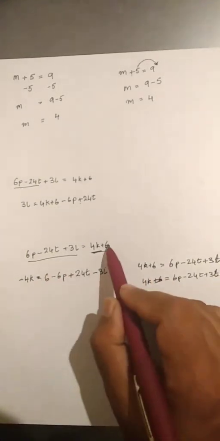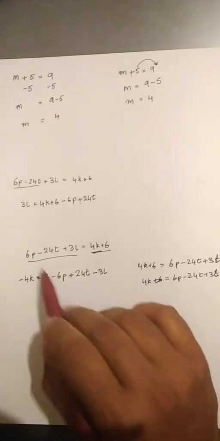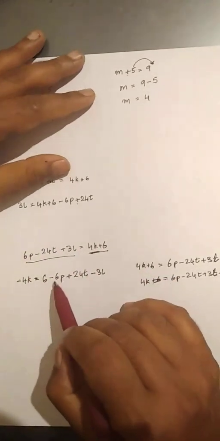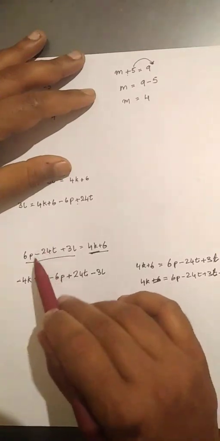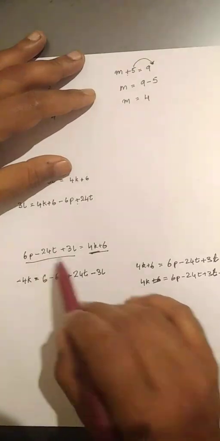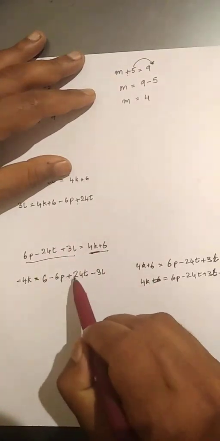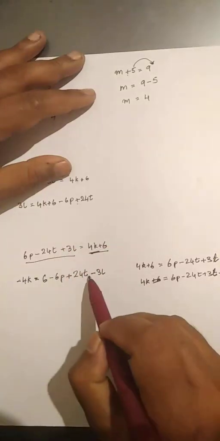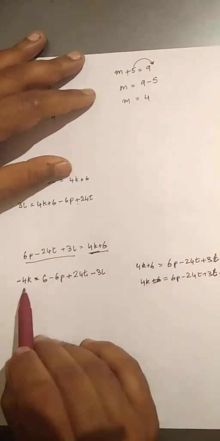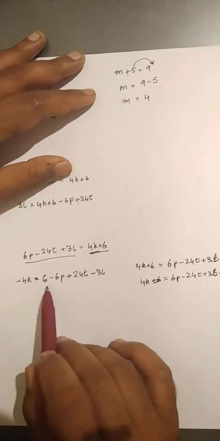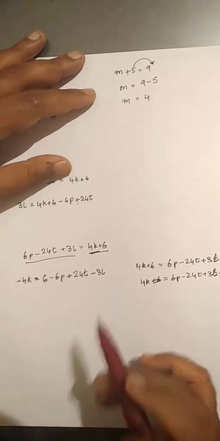Then put the equals to sign, keep the 6 equals 6. Now 6p moves across, it becomes minus 6p. Minus 24t moves across, it becomes plus 24t. And positive 3l moves across, it becomes minus 3l. So we've got 4k on this side, minus 4k. The k term is on the left hand side, the rest is on the right hand side.